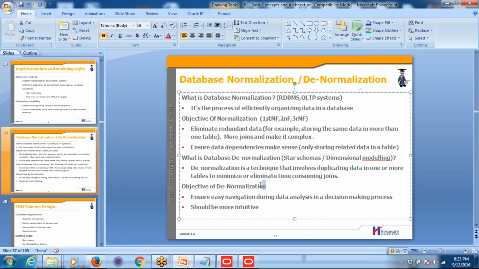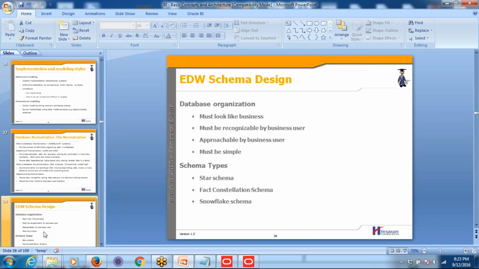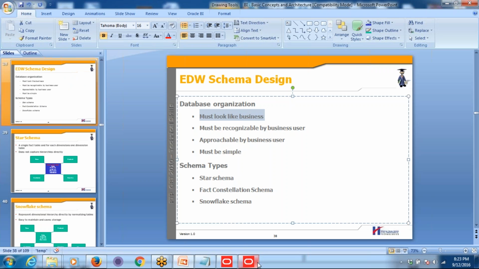The objectives of denormalization are easy navigation during data analysis, and it should be more intuitive. So this is business user friendly. Right, and this one, normalization, is developer friendly. And when we talk about the EDW schema design, the enterprise data warehouse schema design, what the end users want is that it should look like a business. It must look like a business.